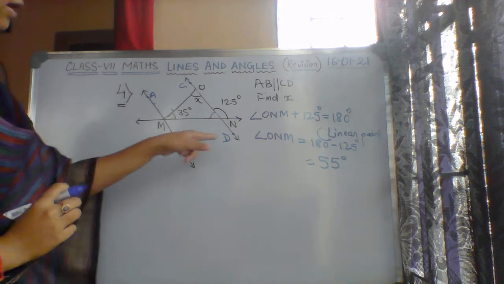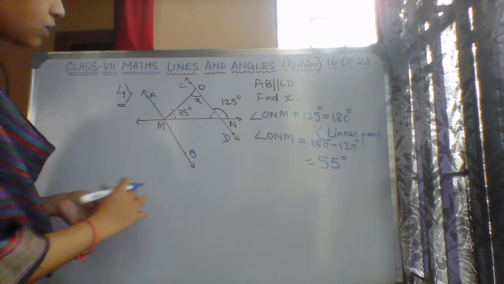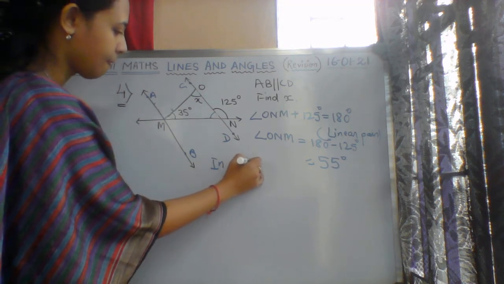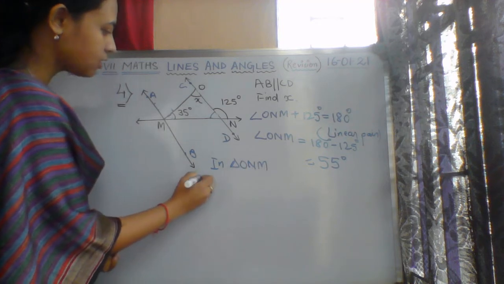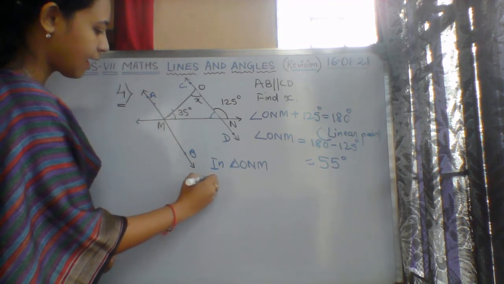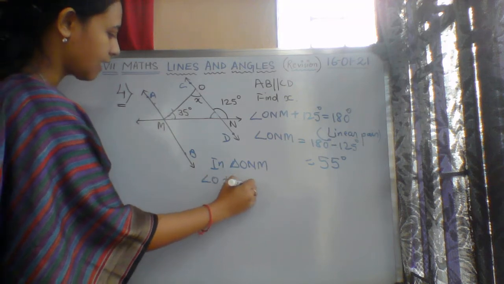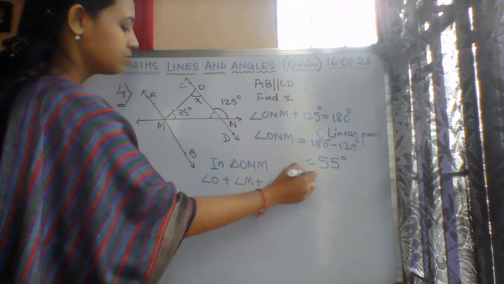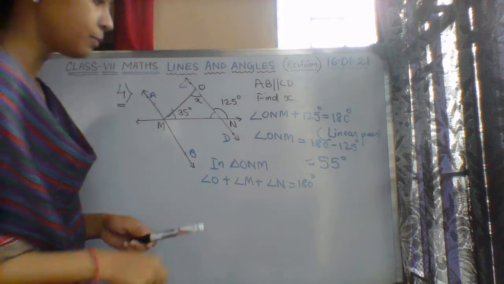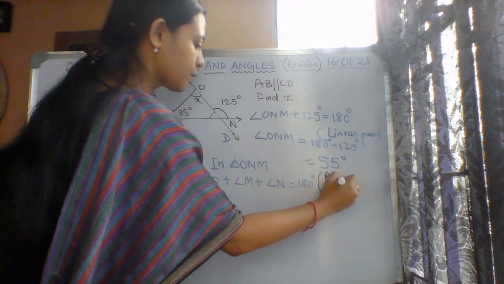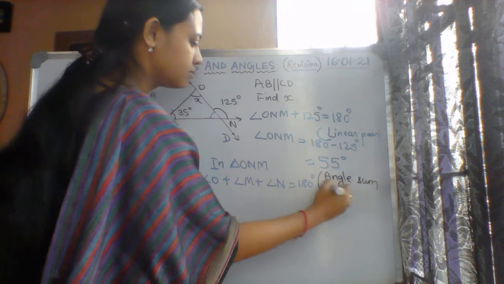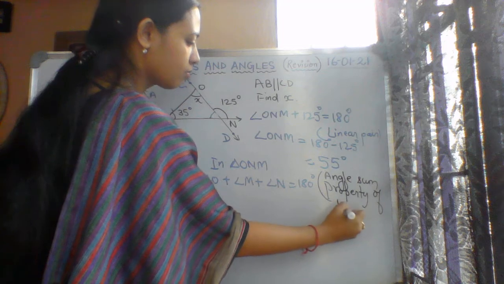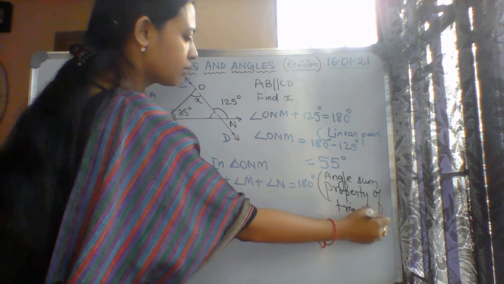Now we have got ONM. Now you consider this triangle ONM. If you add all the angles, angle O plus angle M plus angle N equals 180 degree should come. Why? Angle sum property of triangle.